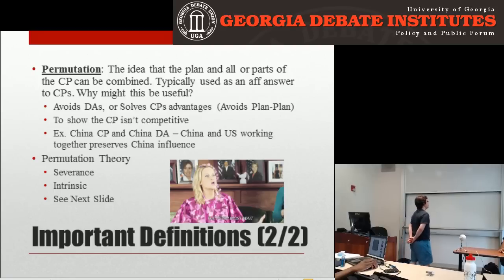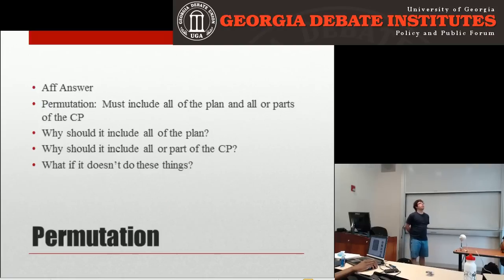One of the last things I'll talk about, very quickly, is permutation theory. What most people think is that permutations have to include all of the plan and parts of the counterplan. So why do you think that permutations have to include all of the plan? Okay, they're not sticking to the 1AC. Yeah, any other?